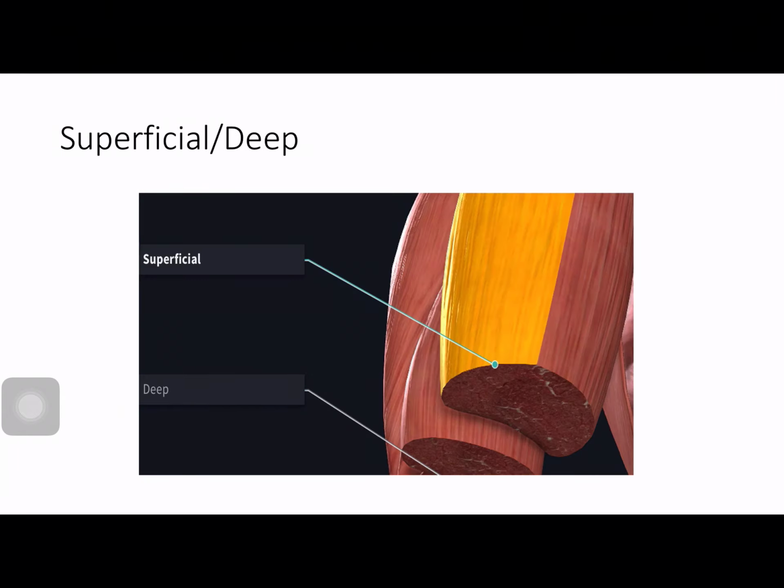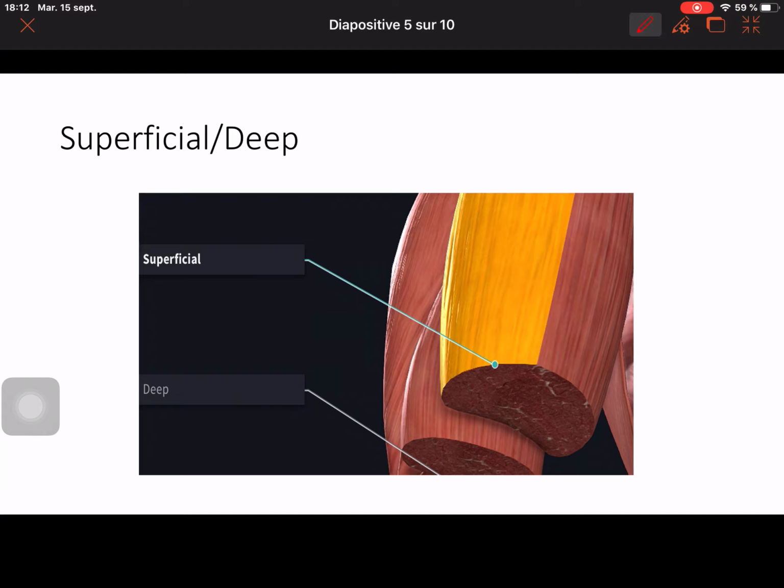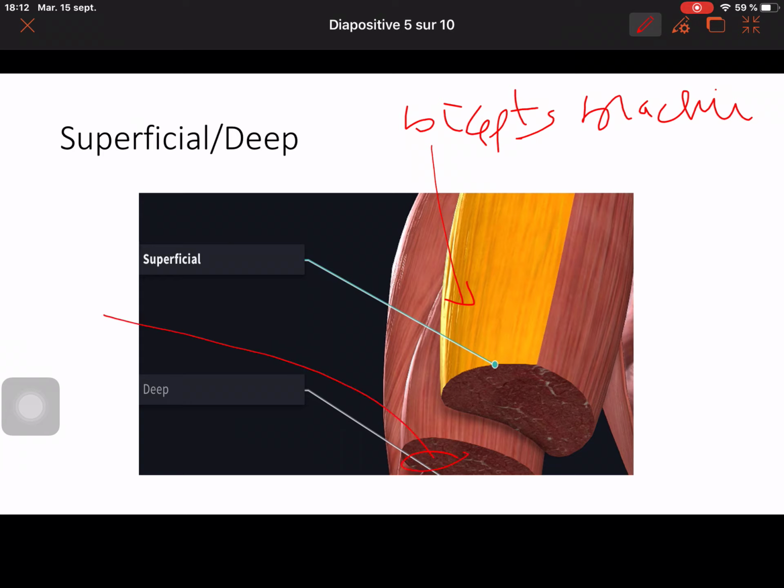Now let's move to the second thing. Here, superficial and deep. We took here an example. This is the biceps brachii. It's a muscle of the upper limb, biceps brachii. And here we have a joint called the elbow joint. Superficial. Now we can conclude what is superficial and what is deep.